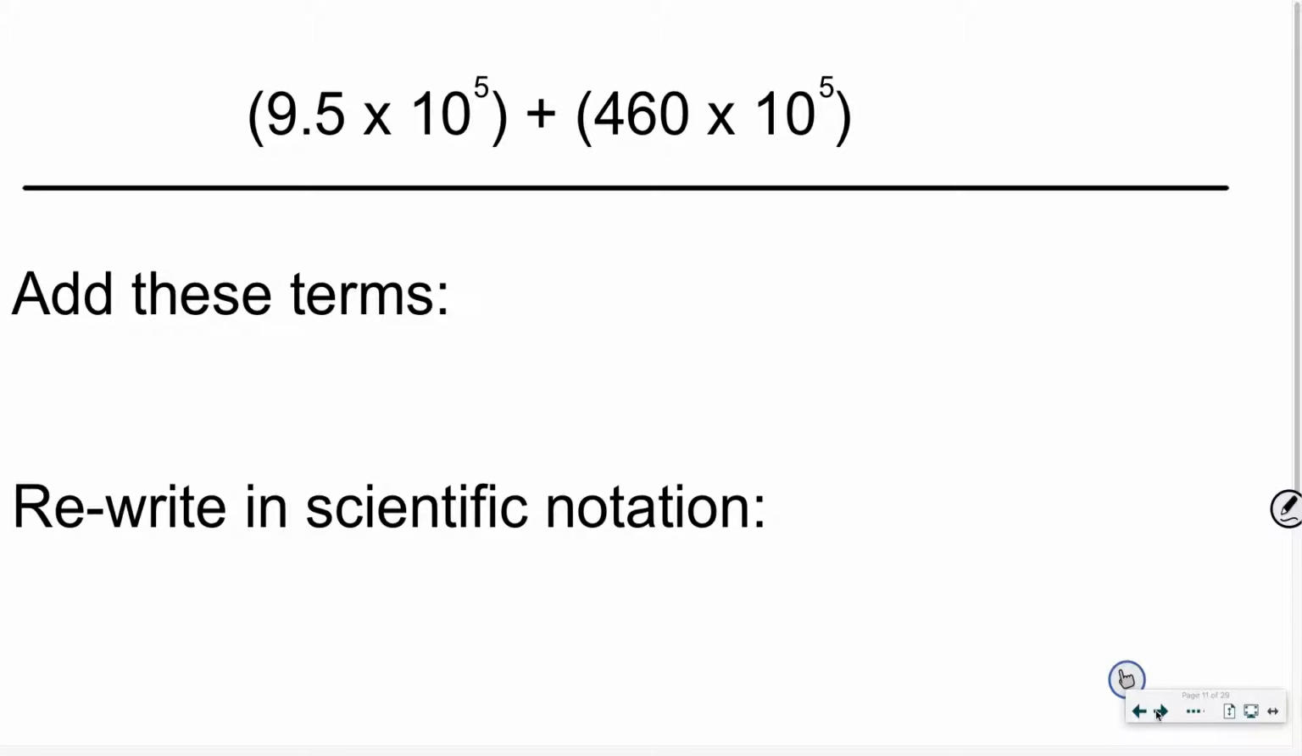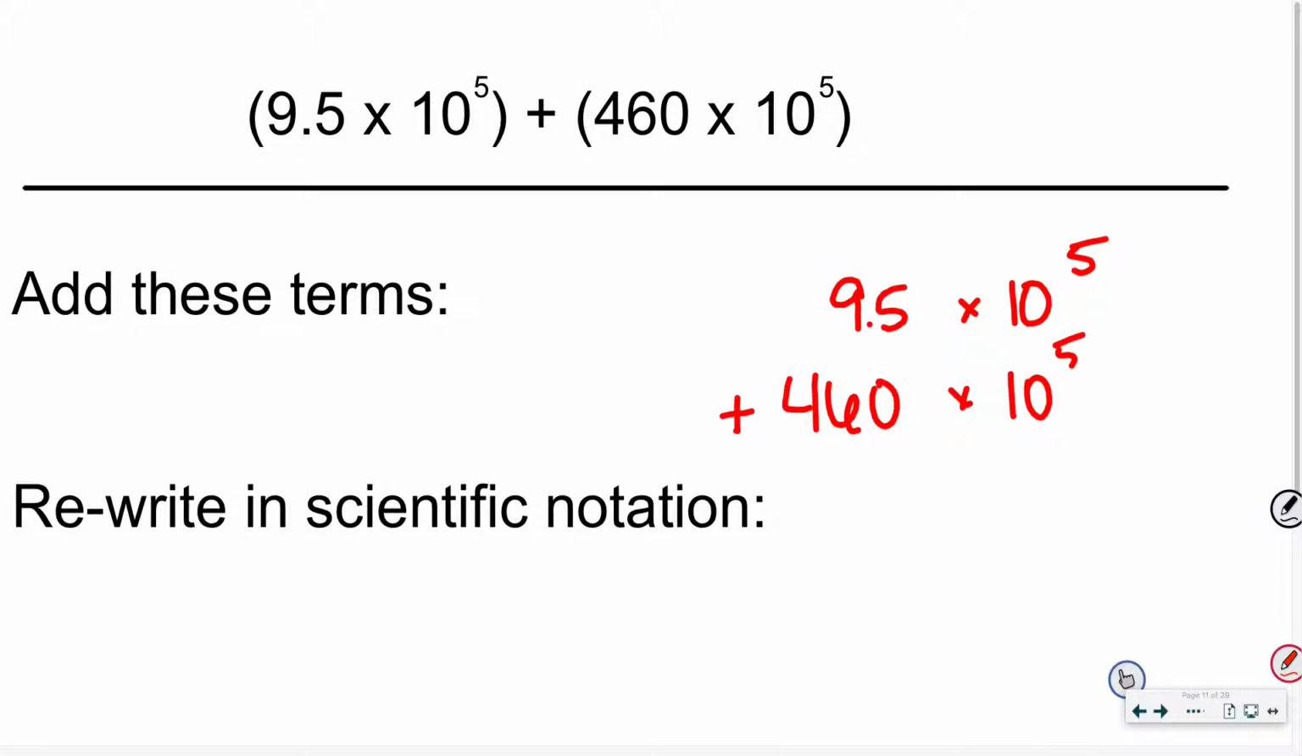So now we have our numbers rewritten. We have 9.5 times 10 to the 5th plus 460 times 10 to the 5th. How do you think we add them? 9.5 times 10 to the power of 5 and 460 times 10 to the power of 5. Can I now add the 460 and the 9.5? Yes. The exponent being the same tells me that that's really like the idea of lining them up, right? That's what we did. So we have 469.5.